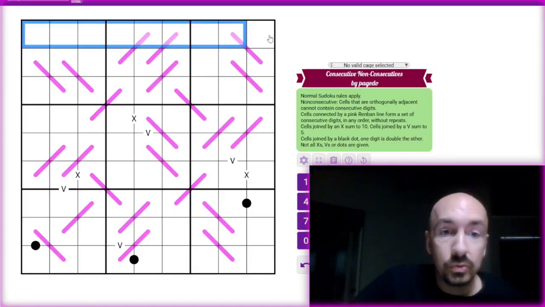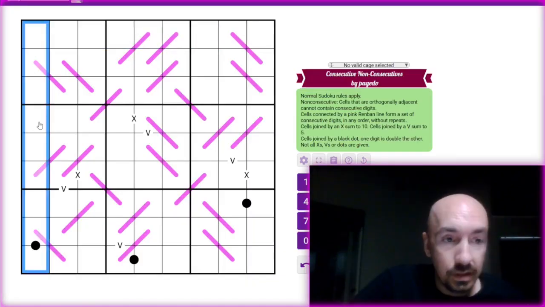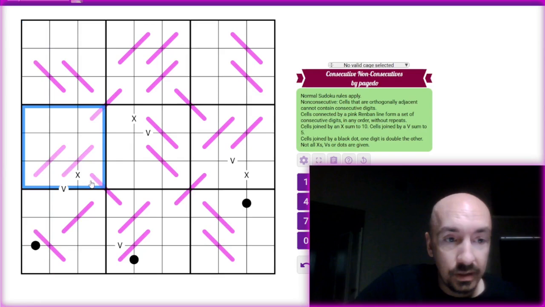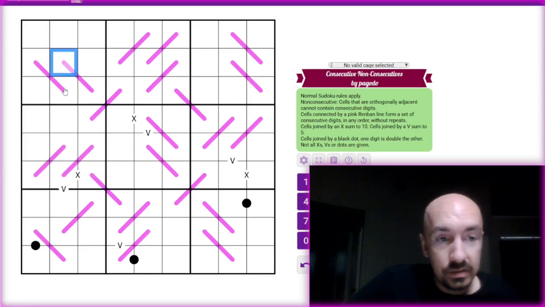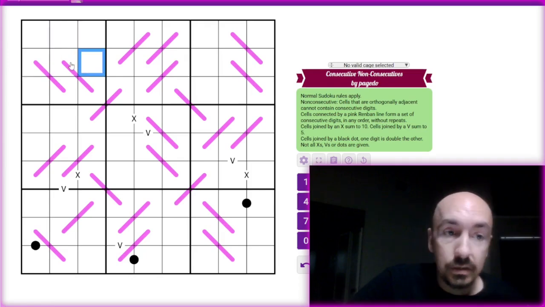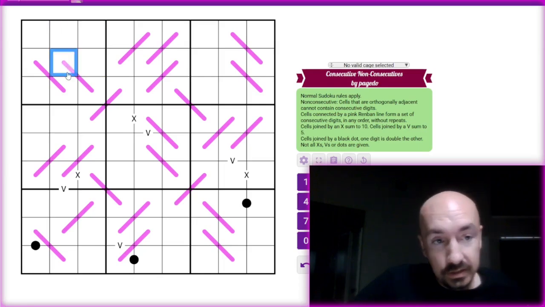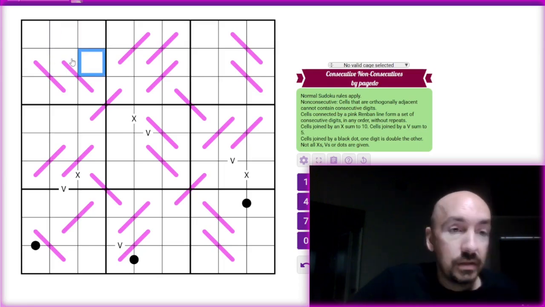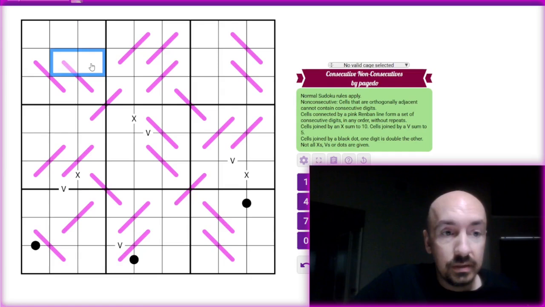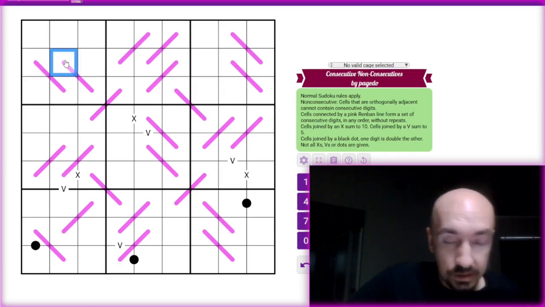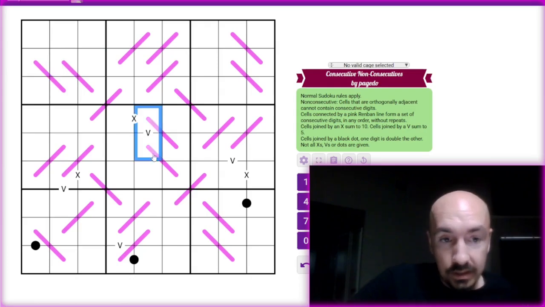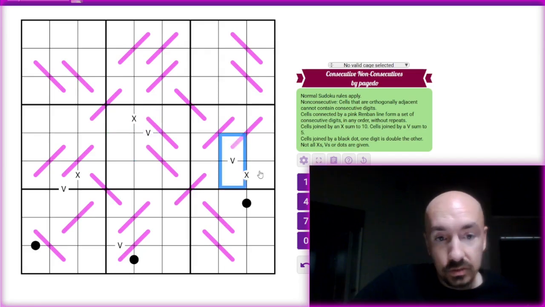Normal Sudoku rules, 1 to 9 in every row, every column, and every 3 by 3 box. Non-consecutive, so this is orthogonally adjacent. This is diagonally. This is orthogonally. So these digits cannot be consecutive. These cannot be adjacent. Then just like Roman numerals, X equals 10 and V equals 5. So these have to equal 5, these have to equal 10, etc., etc.